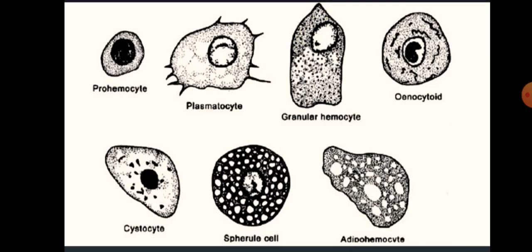This is the prohemocytes, plasmatocytes, granular hemocytes, cystocytes, ferular cells, adipohemocytes.